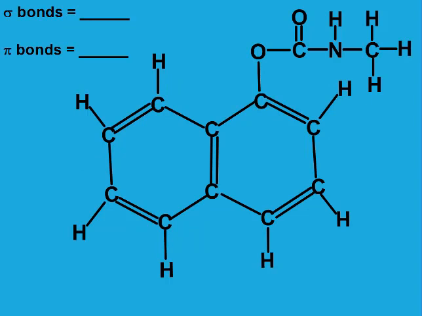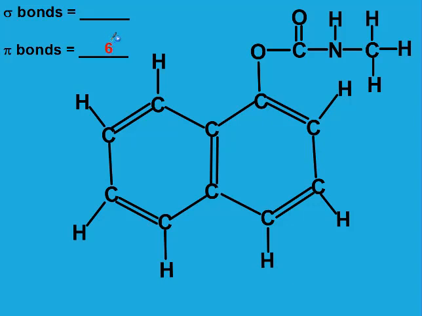So here's an example where we're trying to count how many sigma and pi bonds are in this molecule. This is a very complicated molecule, so if you could do this one, you should be able to count sigma and pi bonds in any molecule. Go ahead and try figuring out how many pi bonds are in this molecule, and then restart when you've got just the pi bonds.